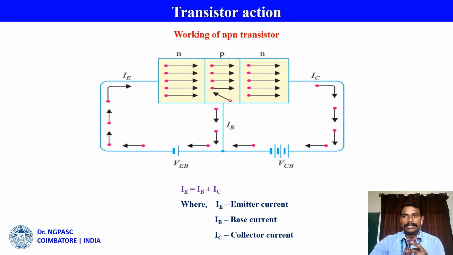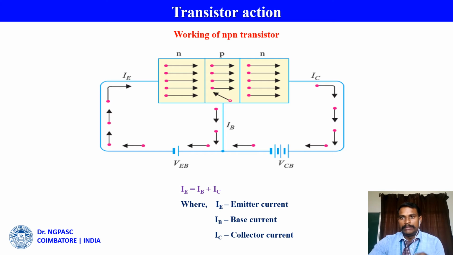Therefore, the current in the collector circuit depends upon the emitter current. So, if the emitter current is 0, the collector current is nearly 0. If the emitter current is 1 milliamp, the collector current is almost about 1 milliamp. This is precisely what happens in the transistor. There are two types: the NPN transistor and the PNP transistor. First, the working of the NPN transistor.